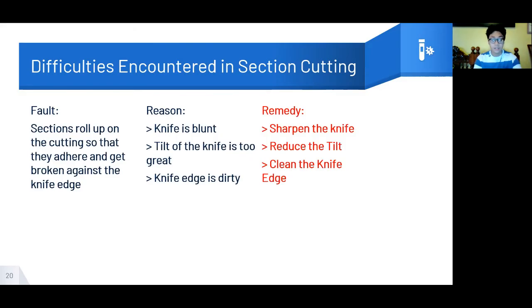Lastly, sections roll up on the cutting so that they adhere and get broken against the knife edge. Reason: knife is blunt. Remedy: sharpen the knife. Next, tilt of the knife is too great. Remedy: reduce the tilt. And lastly, knife edge is dirty. Remedy: clean the knife edge.